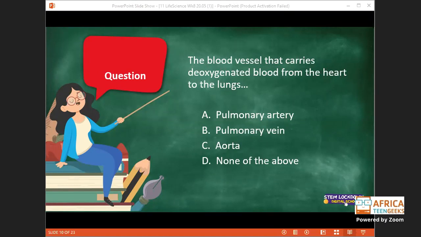Okay, so answers I'm getting is A. Send through your answers, guys, if you haven't sent them through yet. The blood vessel that carries deoxygenated blood from the heart to the lungs is A, the pulmonary artery, B, the pulmonary vein, C, the aorta, or D, none of the above.